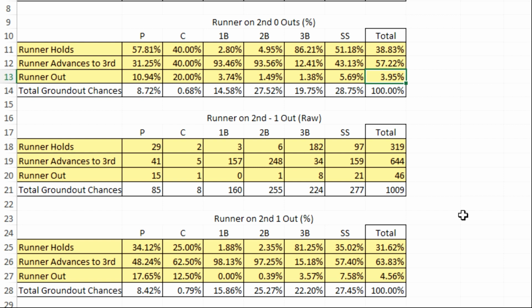Of course, third base is where it's really at. First and second, I think overall we can say that balls hit to the right side, the runner on second goes to third almost all the time. Balls hit to third base, the runner's holding a vast majority of the time. Balls hit to short, it's 50-50 with no outs, and a third of the time he's holding with one out, and almost 60% he's advancing to third with one out. So, all right, that's the breakdown.